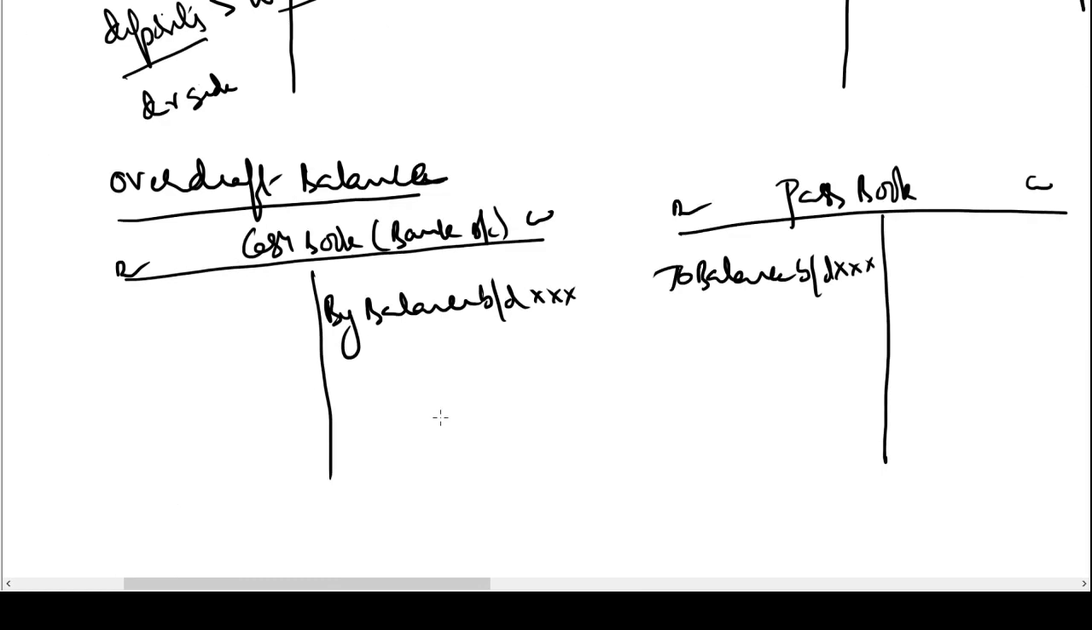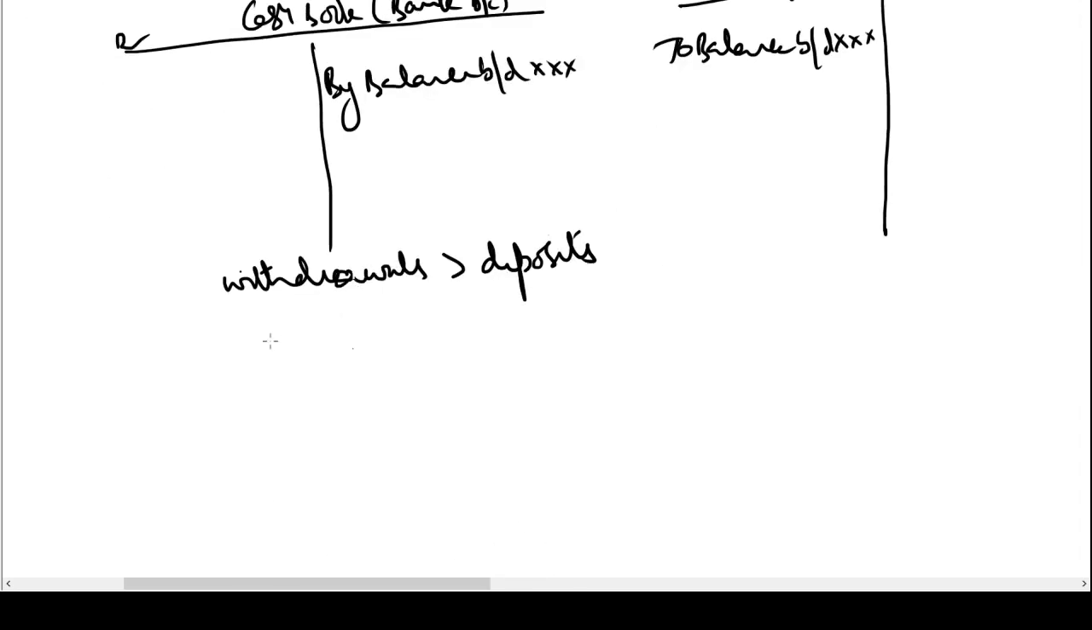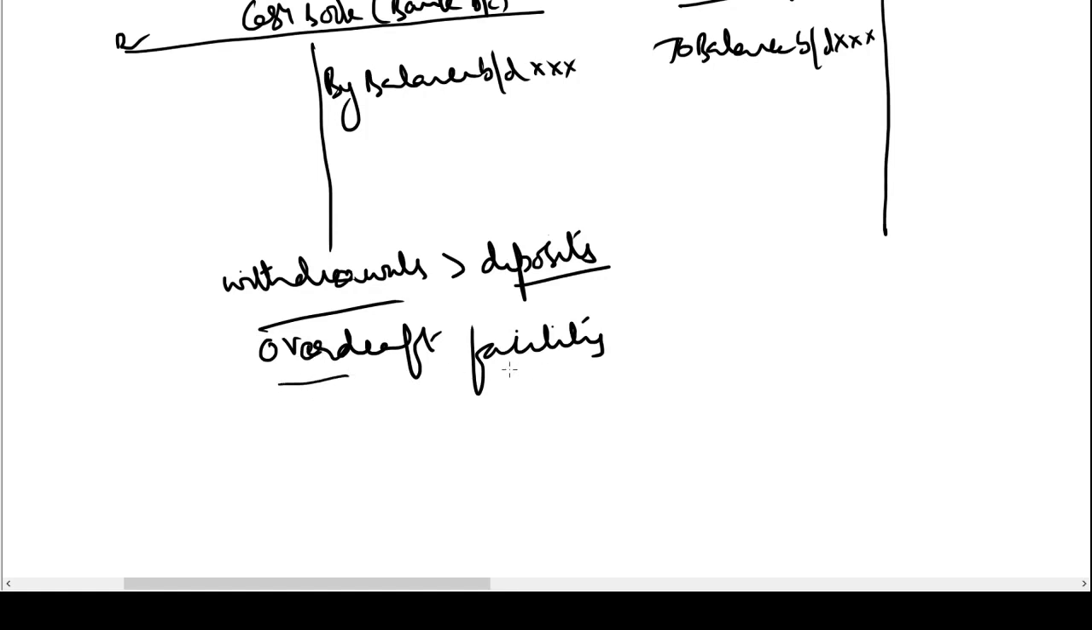Next, what do you mean by overdraft balance or overdrawn balance? Overdrawn balance means we have drawn more than what we have deposited. That means withdrawals are greater than deposits. This can be possible only when the bank allows you a facility called the overdraft facility. It is like a temporary loan given by the bank. So your withdrawals can exceed your deposits only when the bank has provided you with this overdraft facility.